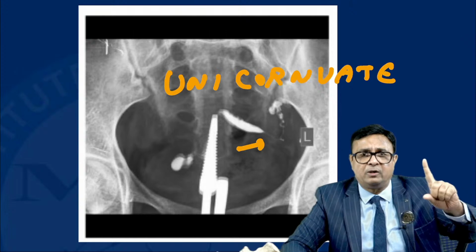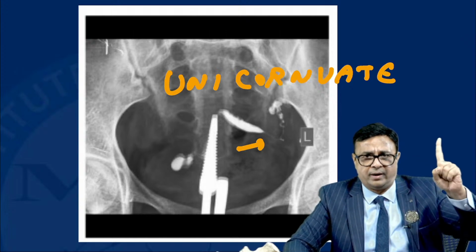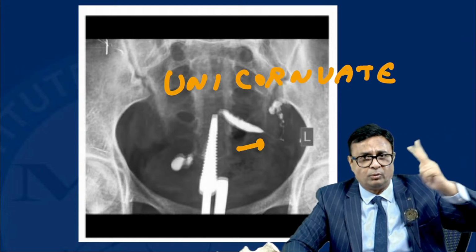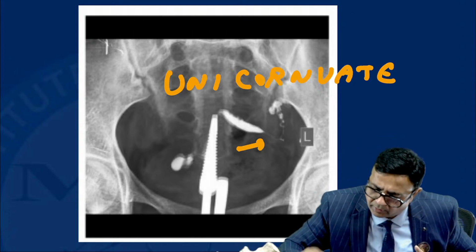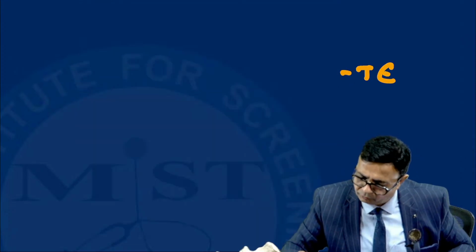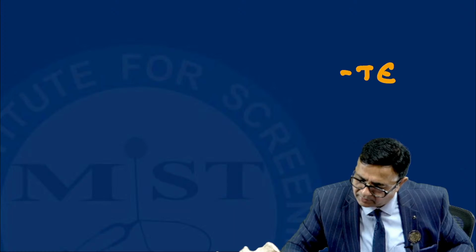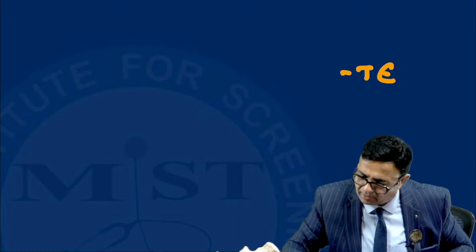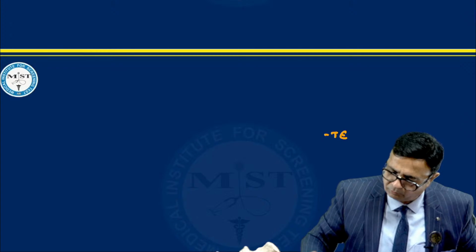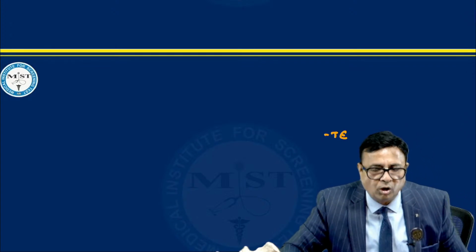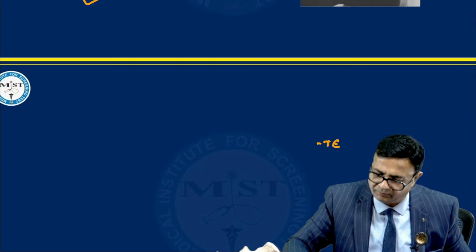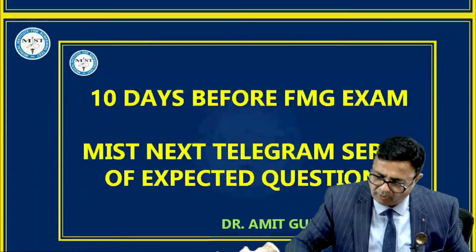How many fallopian tubes are associated with unicornuate uterus? One. How many vaginas are seen in uterus didelphys? Two. So we have seen all these images of all these malformations. Wonderful. Let's move to the next question. All of you are answering wonderfully. Very good. I'm so happy.